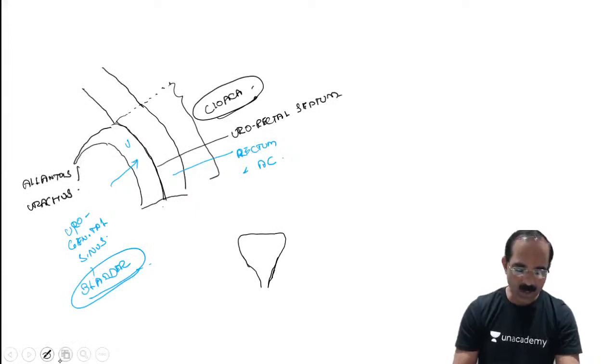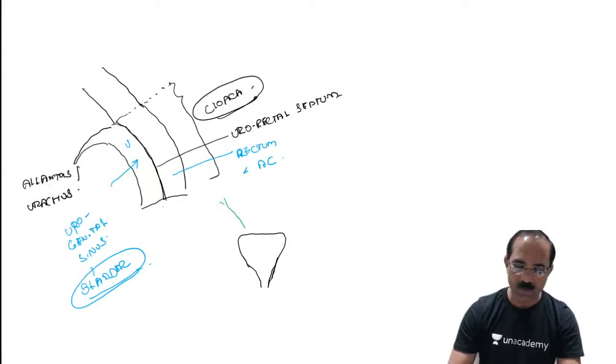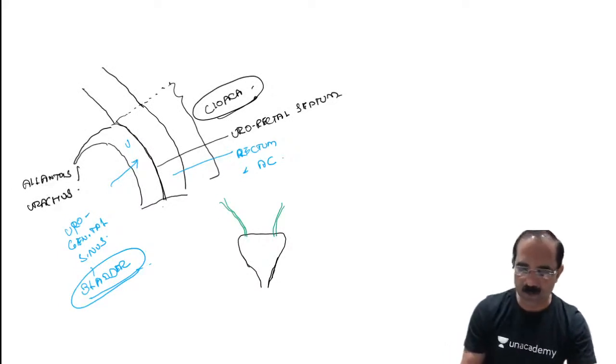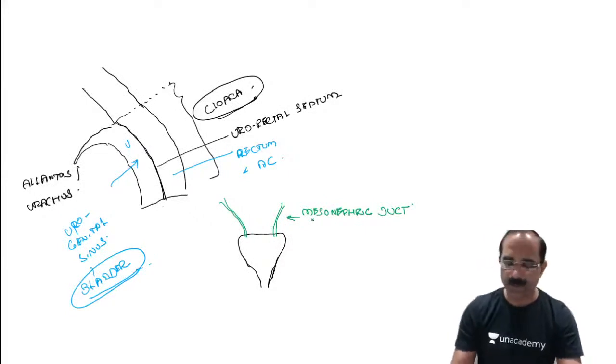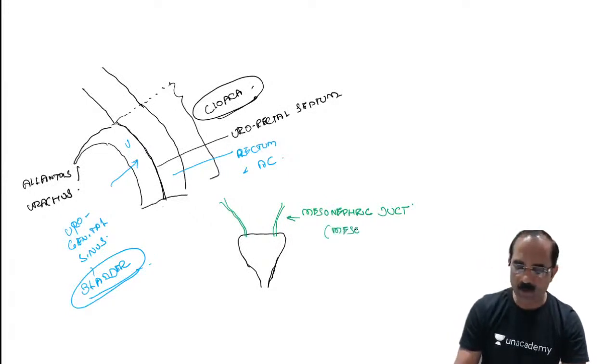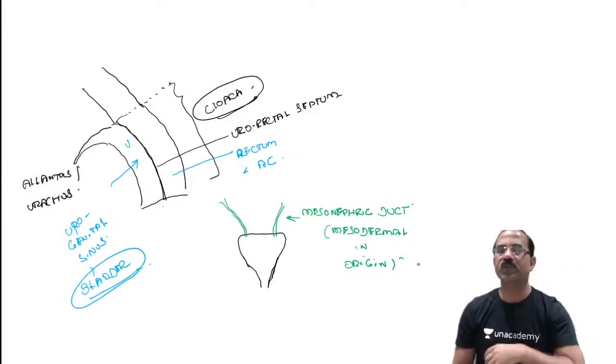Now, in this bladder, there are two ducts which are opening here. Those ducts open like this. What are these two ducts opening inside the bladder? Can anyone tell me this? These two ducts are known as the mesonephric ducts. The two mesonephric ducts are going to open into the bladder, and the mesonephric duct is mesodermal in origin.